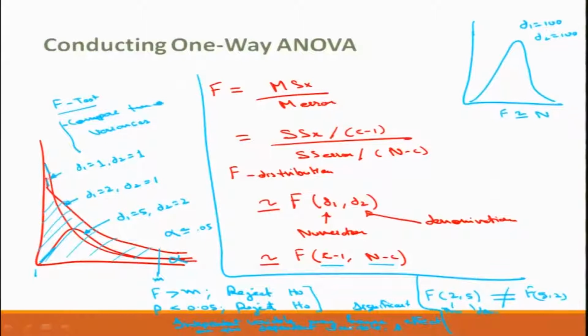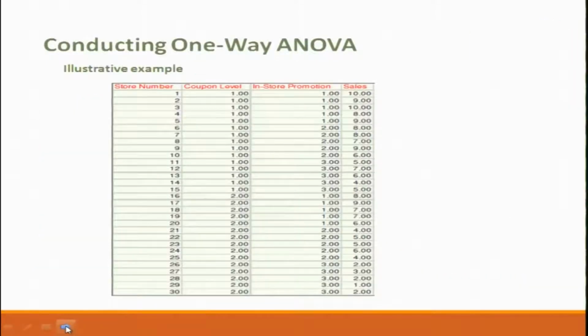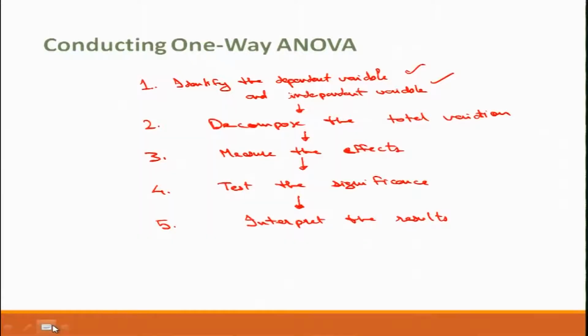The comparison of category mean values will indicate the nature of the effect of the independent variable. So let us try to compare the category means here. We have this data here, in which we have the store sales, the in-store promotion and coupon level, and this is the store number.